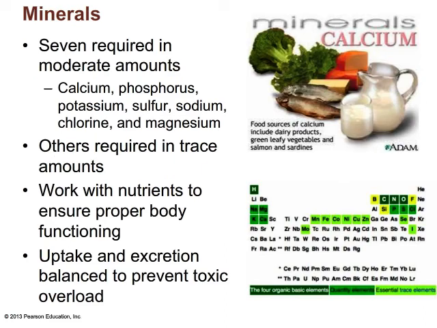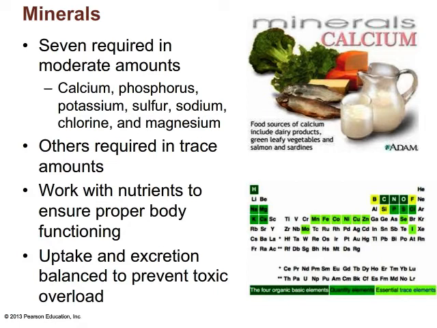Minerals, on the other hand, are inorganic molecules that are needed in the diet. And there are 7 minerals that are required in moderate amounts, and these include things like calcium, phosphorus, potassium, sulfur, sodium, chlorine, and magnesium. You probably already know that calcium is necessary for strong bones, as is phosphorus. Potassium is needed for muscle contraction, and sulfur is needed for synthesis of nucleic acids. And sodium and chlorine are both important electrolytes, which are used to maintain the osmolality of body fluids and also help with nerve impulse conduction.